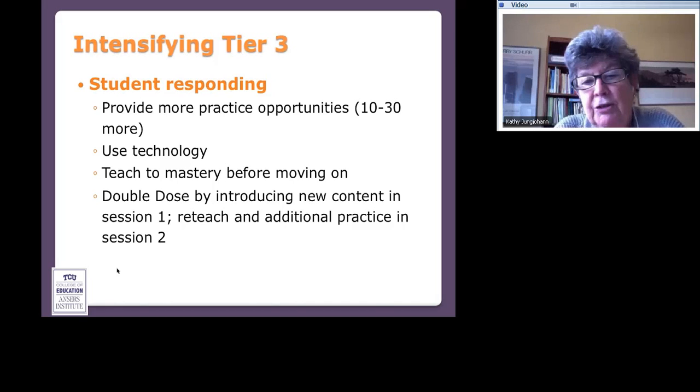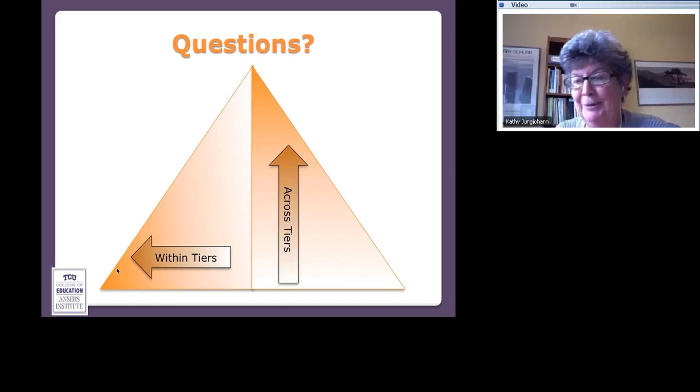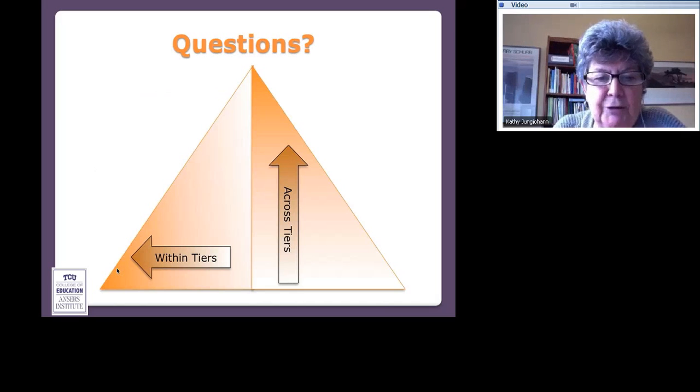And then double dosing strategies, where you introduce new content in one session and then reteach that content with additional practice in a follow-up session. So I wanted to get through the intensifying Tier 3. I know I didn't leave much time, but just any questions at this point in general about intensifying instruction within the tiers and across the tiers?